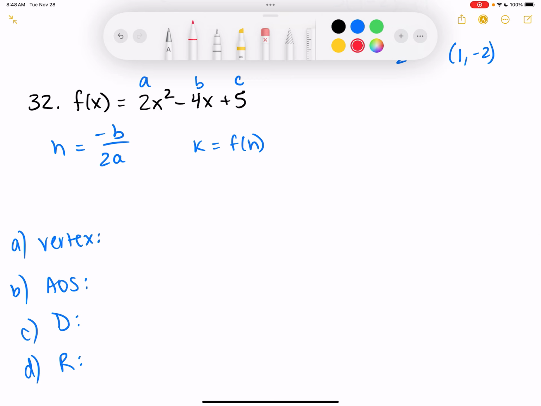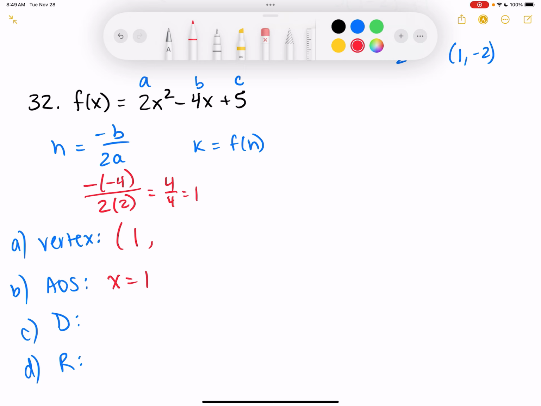So minus b over 2a, so that's going to be negative, but b is also negative, so negative 4. So that's going to become positive over 2 times a, which is 2. So that's going to give me positive 4 over 4. So 4 over 4, which is 1. So that right there tells me the x-coordinate of my vertex. It also tells me my axis of symmetry is at x equals 1.